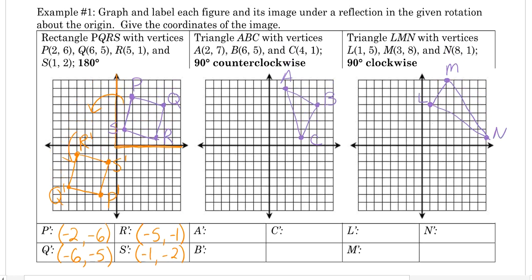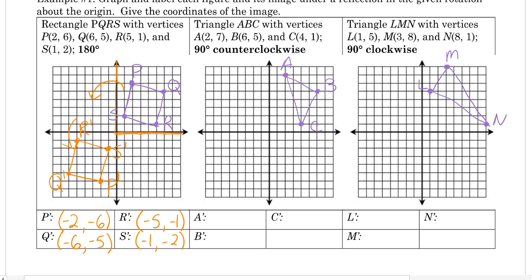All right, if we are looking at our second example, triangle ABC with vertices where we have them, and we are going to be rotating 90 degrees counterclockwise. Okay, so counterclockwise again would be turning to the left. And since it's 90 degrees, that's going to be one turn. So our image should end up in quadrant 2.